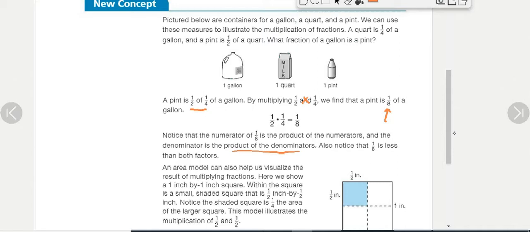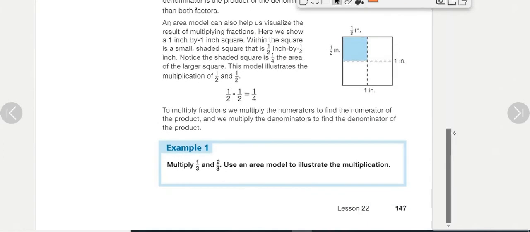Notice 1/8 is less than both factors. So when you multiply fractions, you actually get smaller instead of bigger, because you're multiplying things that are worth less than 1. It changes everything. Normally, multiplying means you get a bigger number. But let's multiply 1/3 and 2/3.